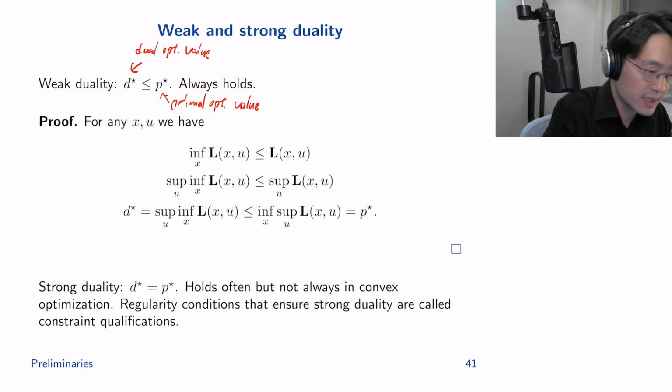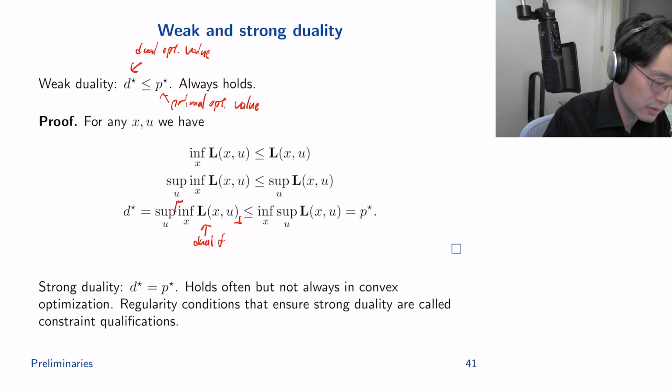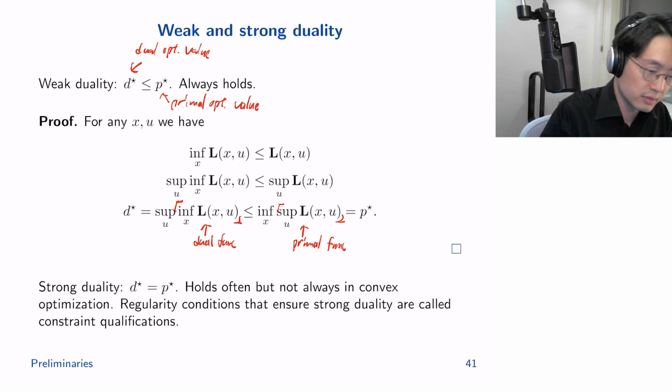Now, this thing is the dual function, and this thing is the primal function. If you think about this, the dual problem was maximizing the infimum of L. So this is the dual optimal value. And if you remember, the primal problem was minimizing the supremum of L. So this is the primal optimal value, P star. So we have D star less than or equal to P star, and we have proved weak duality.